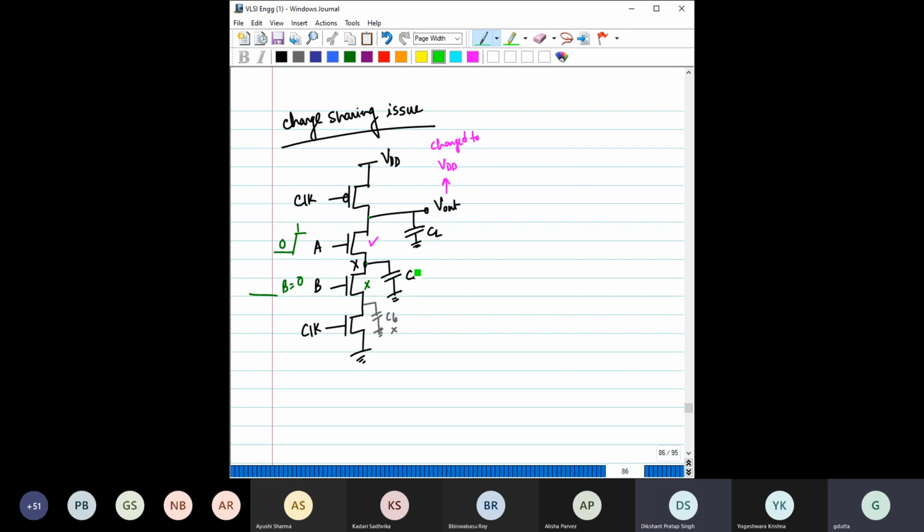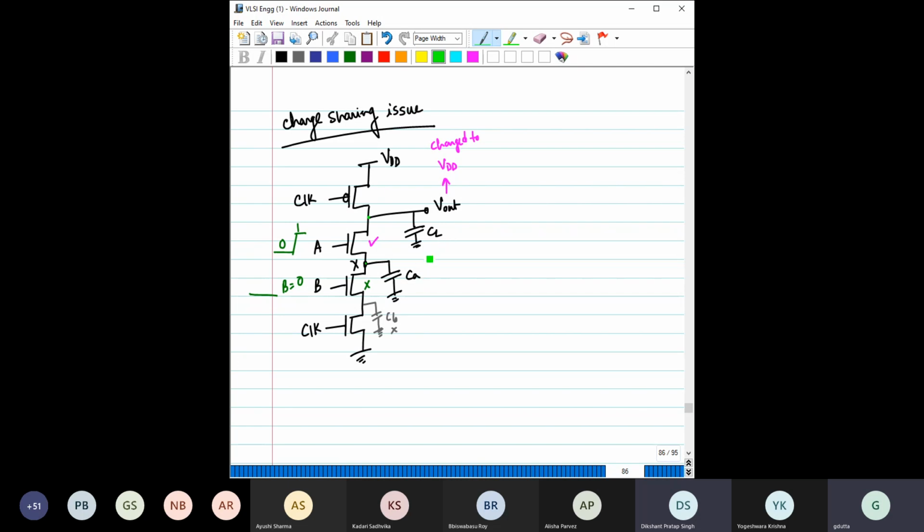As a result, the charge will keep on transferring until and unless these two node voltages become equal, provided this transistor is on. Now say we have the CA and CL values that are moderate and comparable.